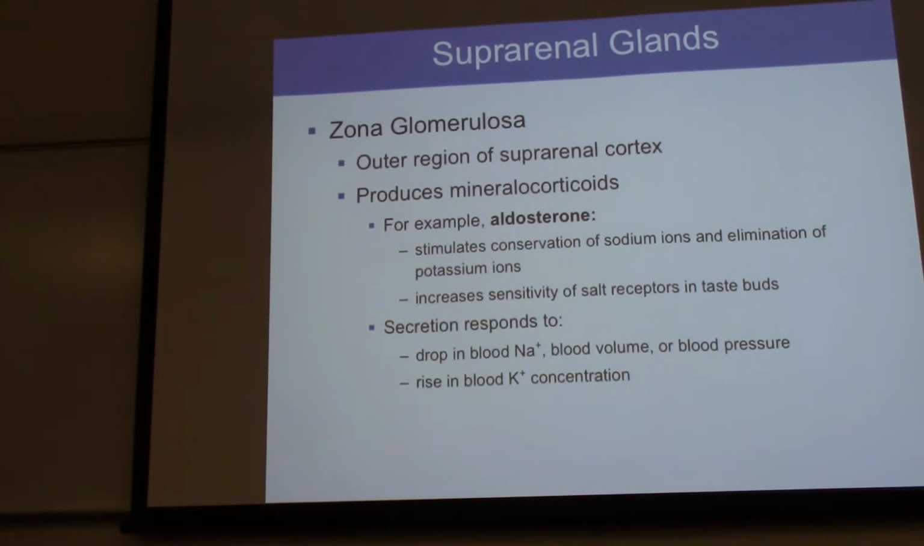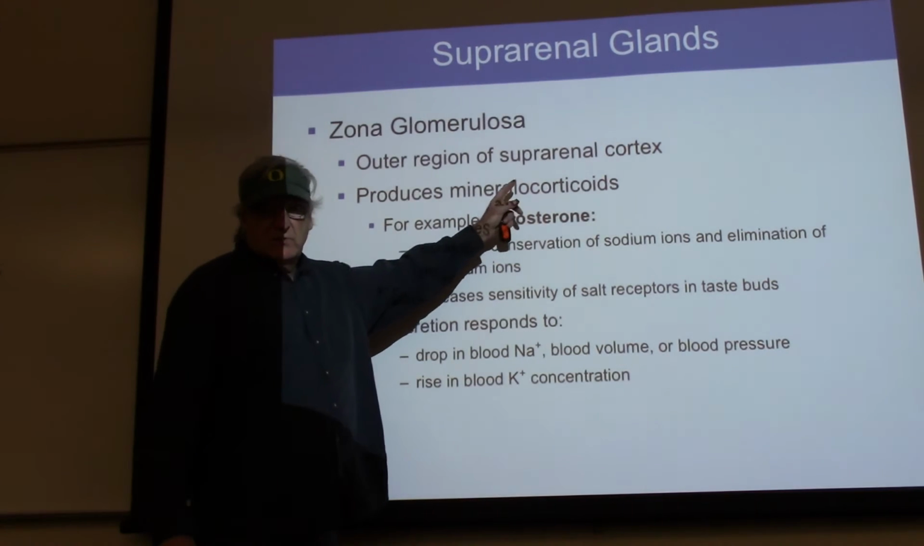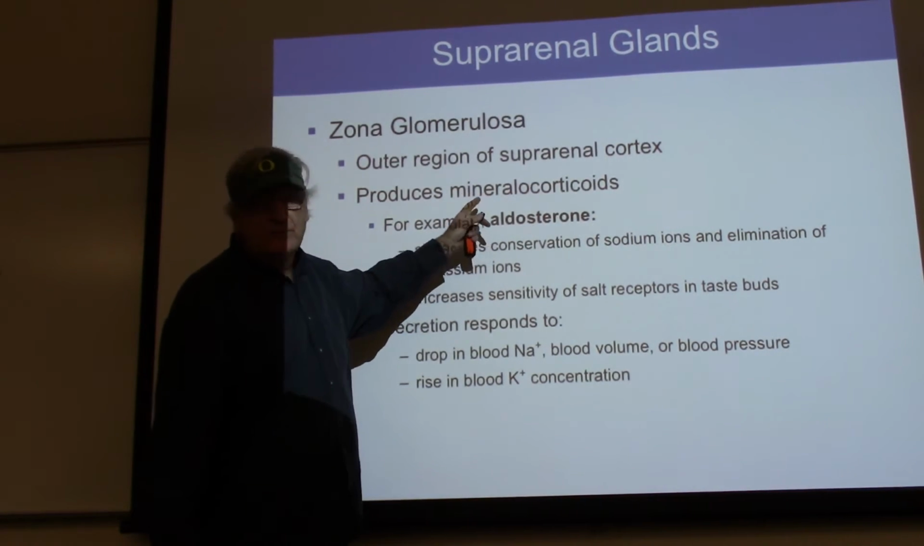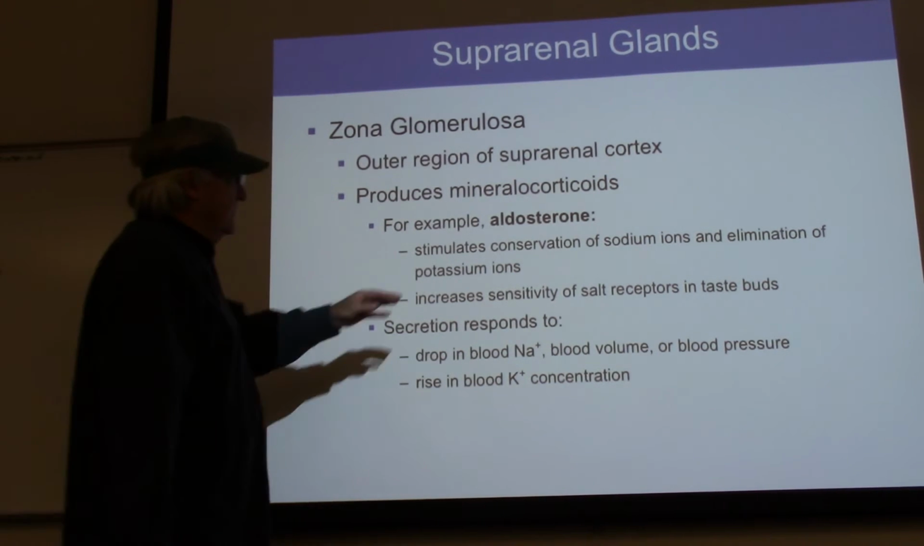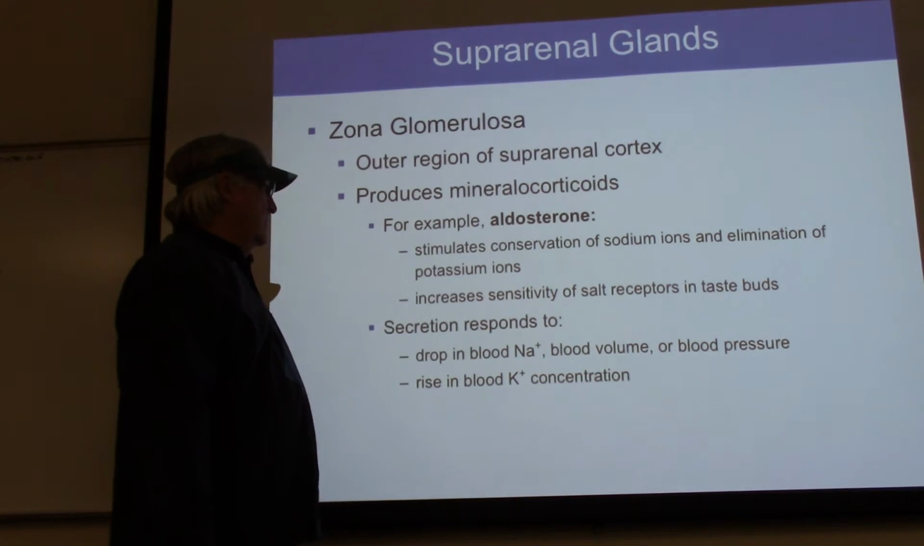And it makes mineralocorticoids. Well, what does that mean? That means steroids that control your minerals, okay? The minerals that it basically controls are sodium and potassium, okay? So the main hormones out there are called mineralocorticoids, and the biggest one is aldosterone. And let me just say that when you have aldosterone circulating in your body, you are not pushing a lot of salt and potassium out in your pee. You're holding on to it. Okay? So the biggest thing that aldo does is it stimulates the conservation of sodium and the elimination of potassium.